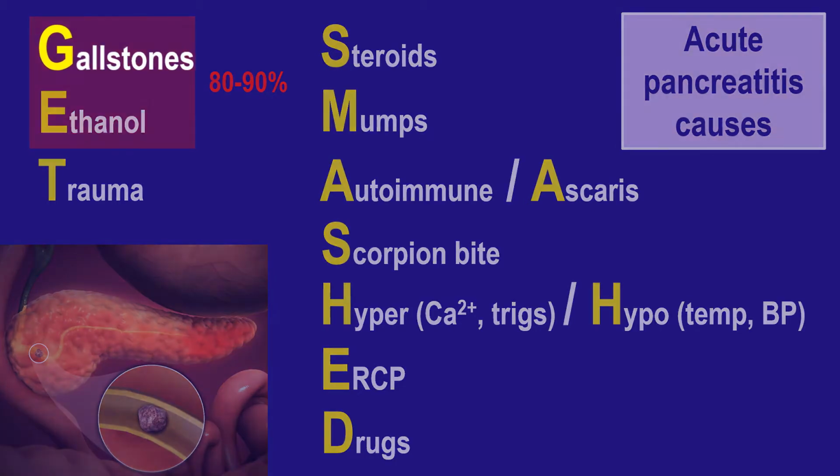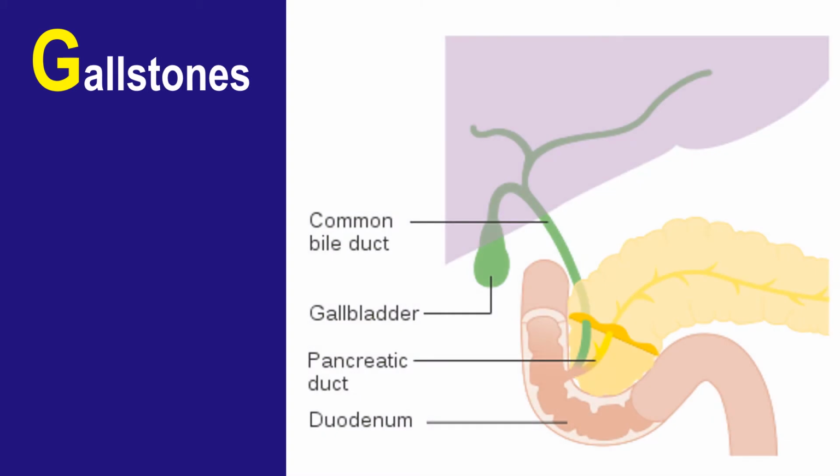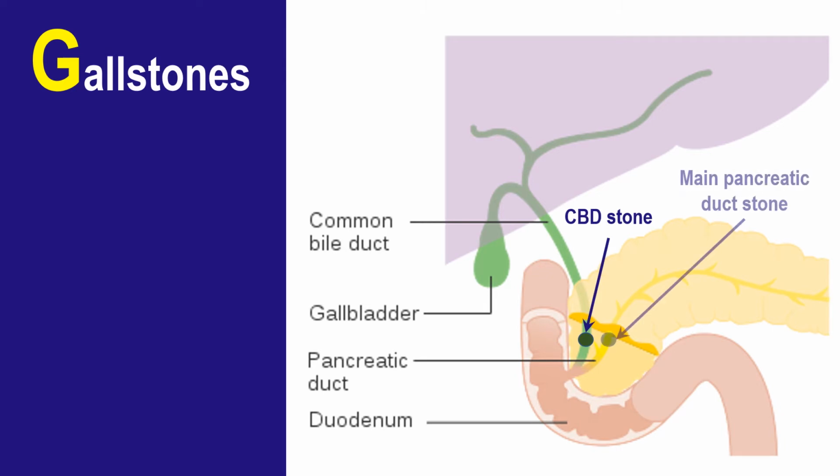Gallstone pancreatitis occurs when gallstones, either migrating to the distal common bile duct, or CBD for short, or main pancreatic duct itself, cause obstruction of biliary flow, which increases duct pressure, triggering an inflammatory response in the pancreas.